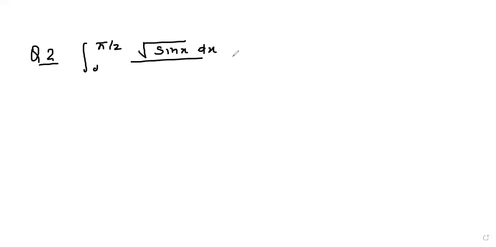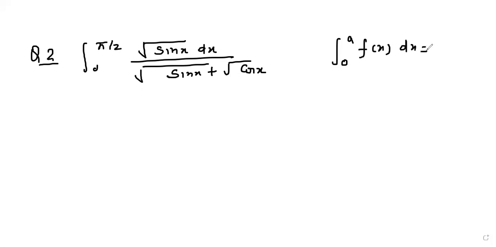Now let's go to question number 2. Question number 2 is integration from 0 to pi by 2 of root sin x dx divided by root sin x plus root cos x. Again, we are going to use the same property, integration from 0 to a of f(x) dx gives integration from 0 to a of f(a minus x) dx. Suppose the question is equal to I.